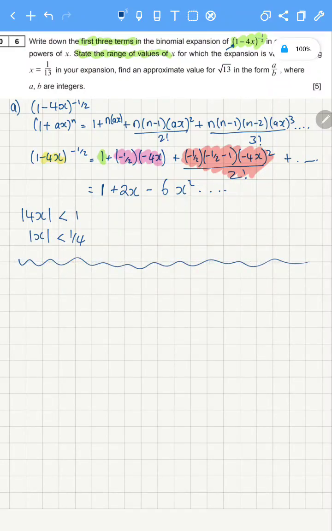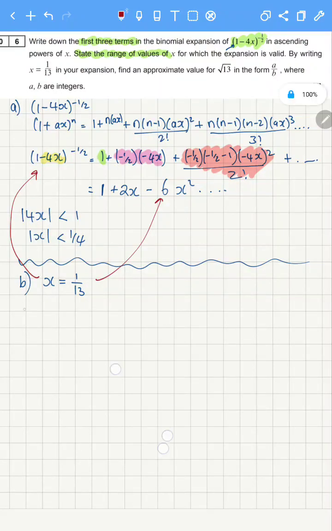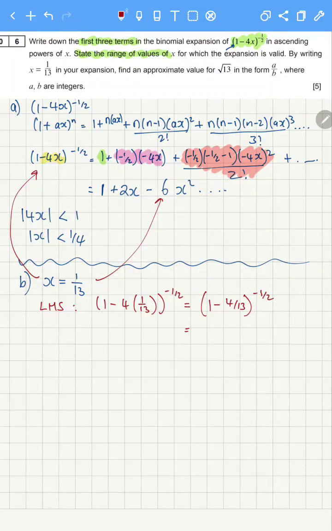Now part B, or part 2 I should say, asks us to sub in x equals 1 over 13. Now we're going to sub that into the left-hand side and this side. That's where we're going to put it. If we put it on the left-hand side first, we get 1 minus 4 times 1/13 to the minus half. I'm just going to simplify this down in my head as much as I can. So 1 minus 4/13, what is that? Think of 1 as 13/13. So 13/13 take away 4/13 is 9/13.